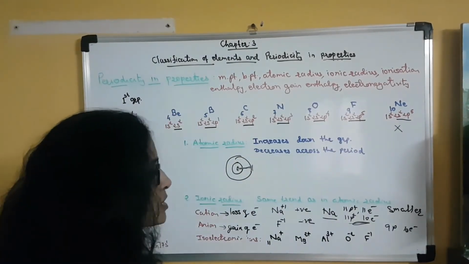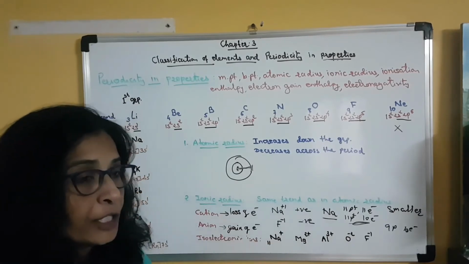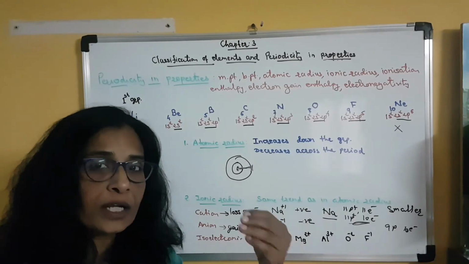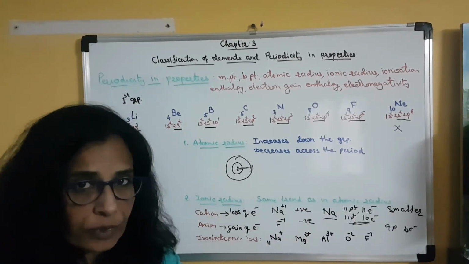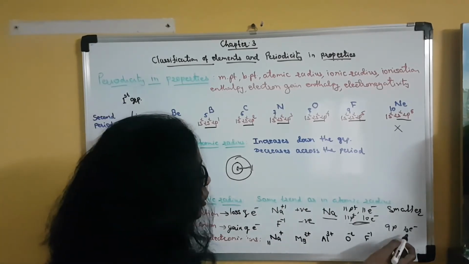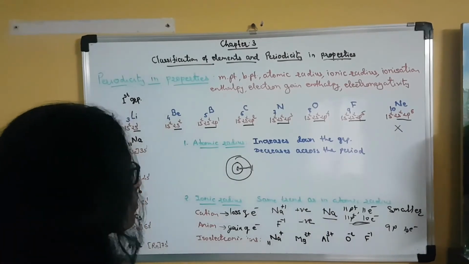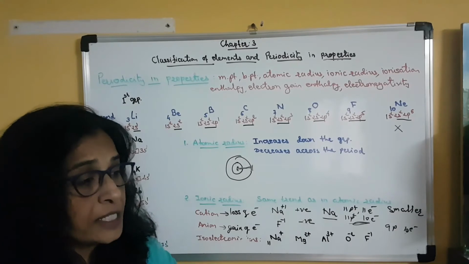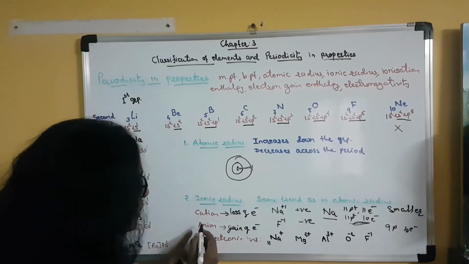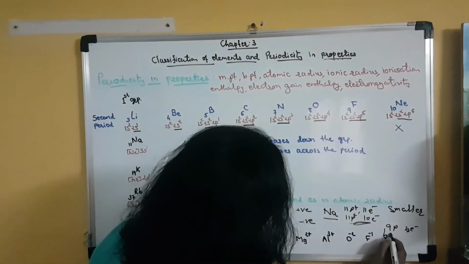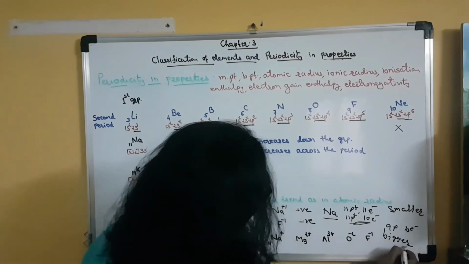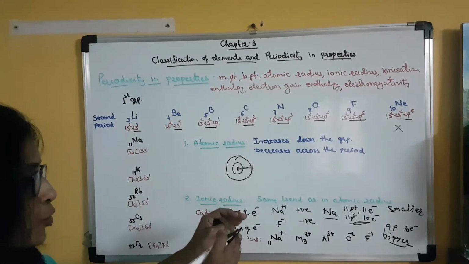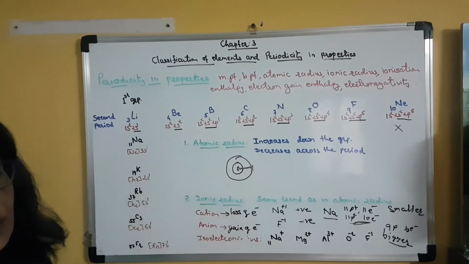And that is why, compared to the nuclear attraction, the electron repulsion becomes dominant. And so due to the electron repulsion, the size of the anion increases. There is an increase in size. So anion is always bigger in size compared to the parent atom. So fluoride ion is bigger than fluorine atom. Sodium ion is smaller than sodium atom.